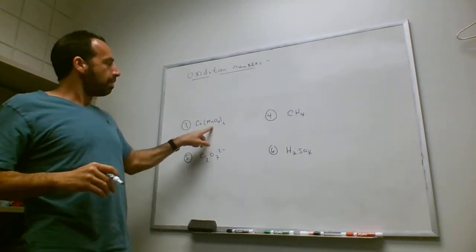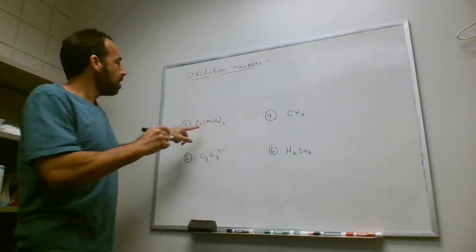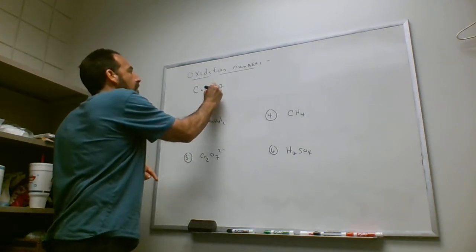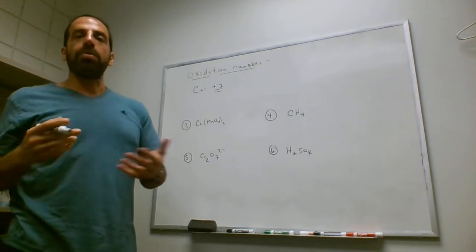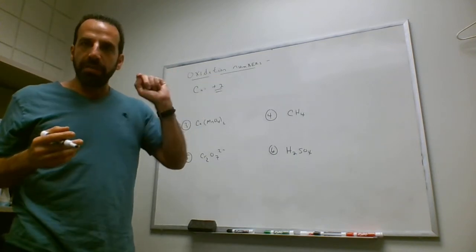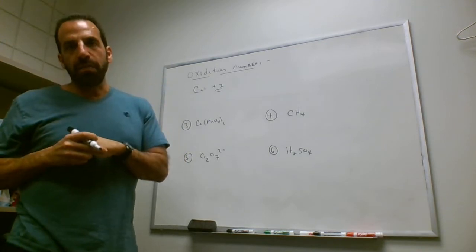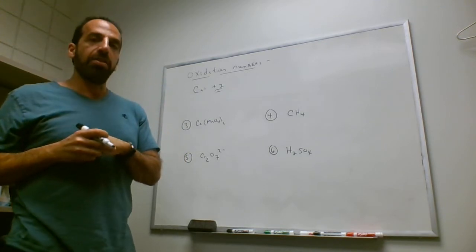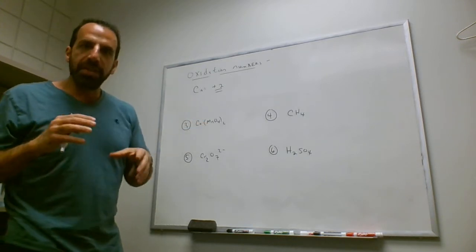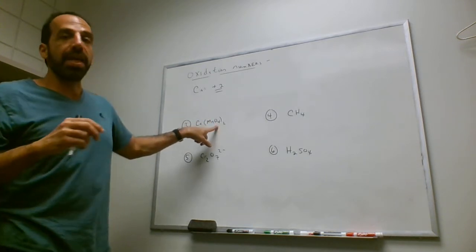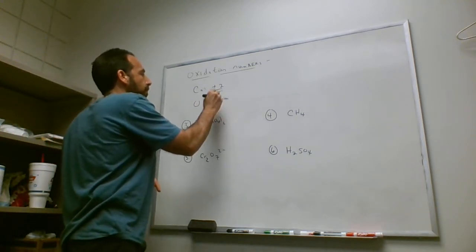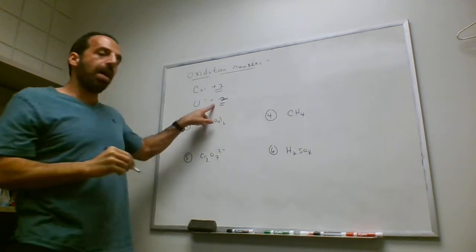This is calcium permanganate. So calcium is positive 2. So its oxidation number is going to be positive 2. So for these ionic compounds, the charge of the metal and the charge of the non-metal are normally going to be their oxidation number. So calcium is positive 2. Now, there are some priorities you have to assign. Basically, oxygen is always negative 2. So I'm going to say oxygen is negative 2. So that's its oxidation number.